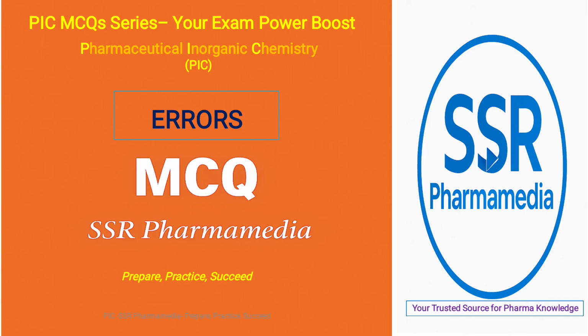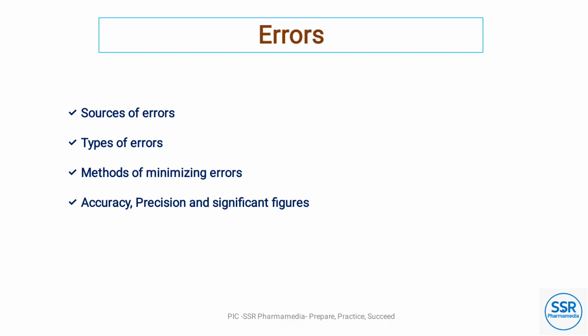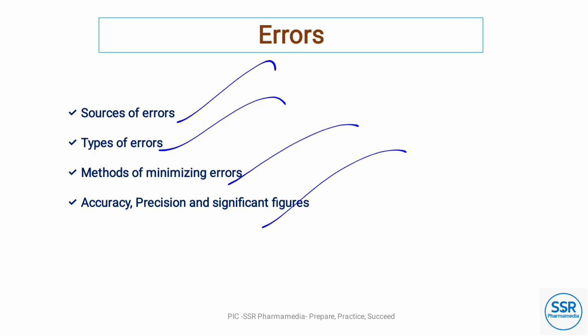Today we are going to discuss the Pharmaceutical Inorganic Chemistry PIC MCQs series, your exam power boost. In Pharmaceutical Inorganic Chemistry, we are going to see errors. Prepare, practice, succeed. In errors, we are going to cover sources of error, types of error, methods of minimizing error, accuracy, precision and significant figures. So these 4 topics we are going to cover today.